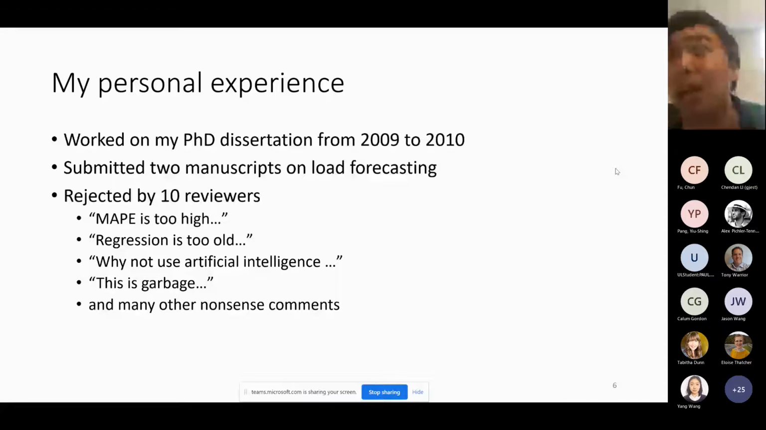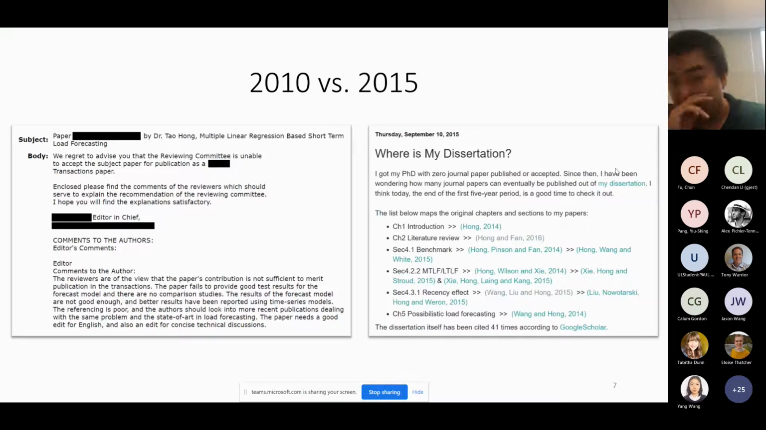Fortunately, I was able to graduate because my advisors and committee members were all top-notch researchers in the field. So all these fellows, IEEE fellows, American Statistical Association fellows, all these well-known professors, they don't really need my papers for their promotion or next job. And they appreciated the quality of my work, and they let me graduate.